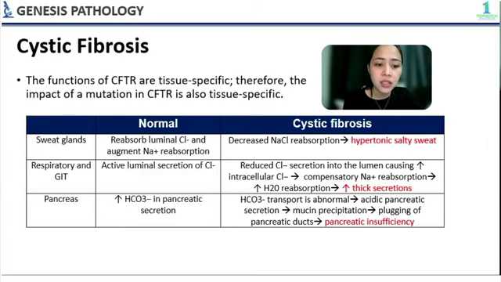In the sweat glands, normally, the action of your CFTR is that it causes reabsorption of sodium and chloride. So in cystic fibrosis, you can expect the opposite. Sodium chloride is not reabsorbed, so it is released into the sweat, which is why people with cystic fibrosis have hypertonic and salty sweat. In the respiratory and GIT epithelium naman, CFTR acts by secretion of chloride.